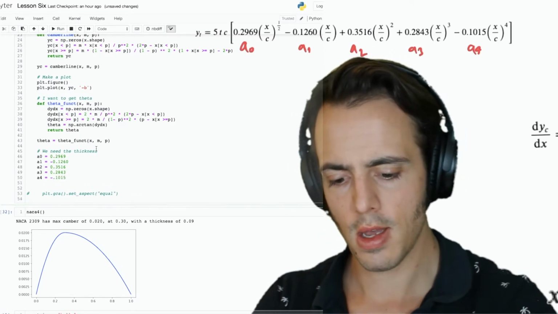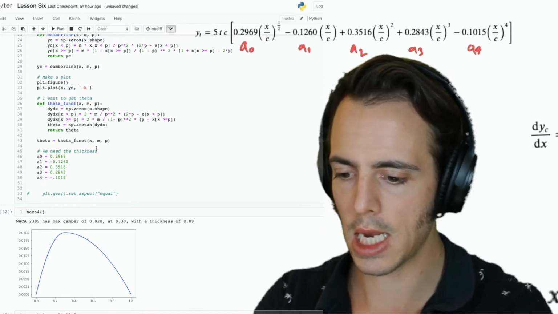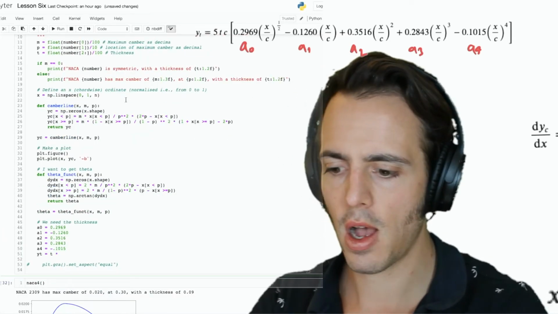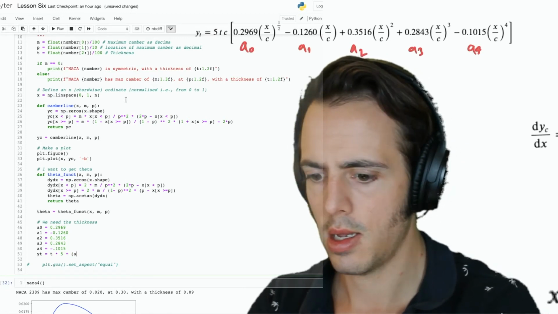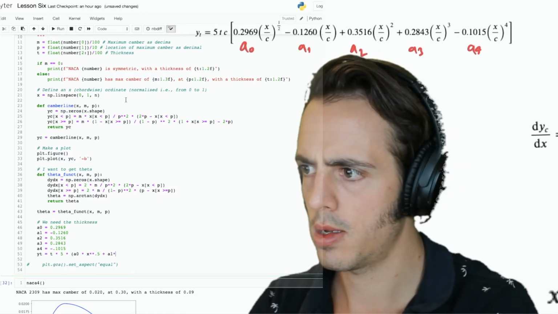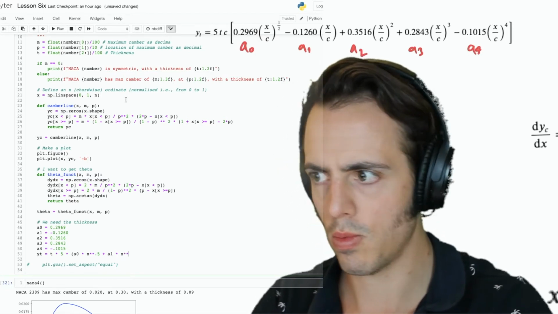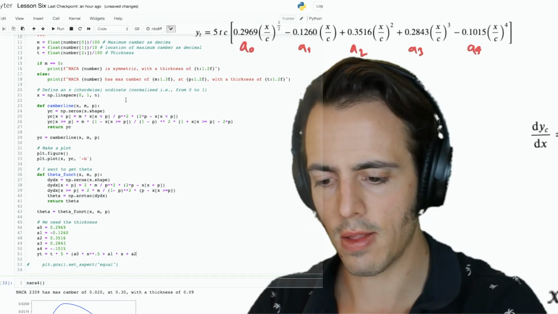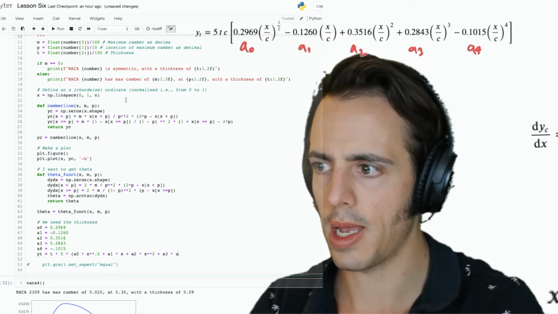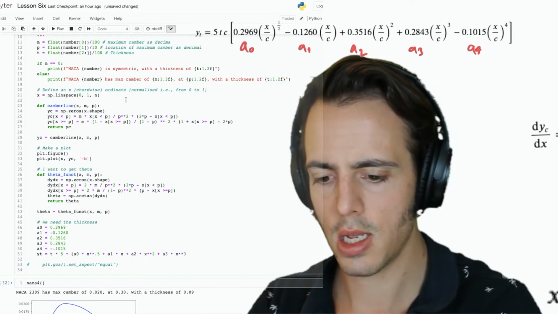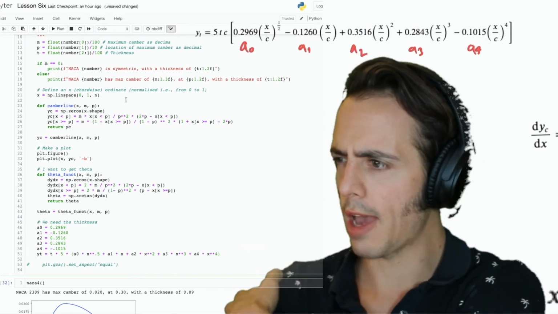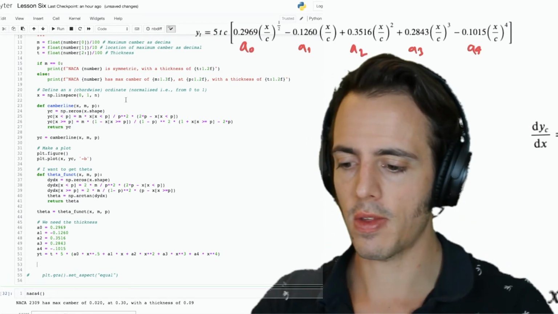So now I've got these coefficients, and I can say that yt, remember I don't need to include c in here, is equal to t, which is the number I got from the top, so it's just my thickness, multiplied by 5, multiplied by a0 multiplied by x to the power of 0.5 plus a1 multiplied by x, plus a2 multiplied by x squared plus a3 multiplied by x to the 3 plus a4 multiplied by x to the 4. Okay, so that's my thickness, which means I can define my upper and lower surfaces.